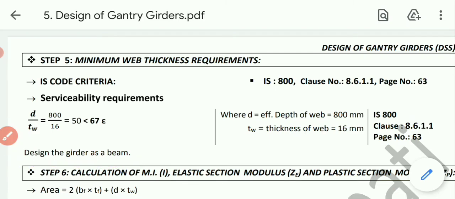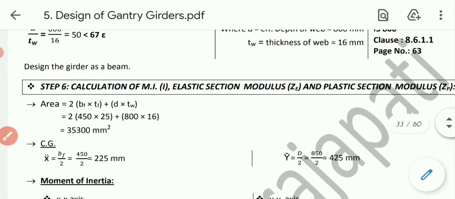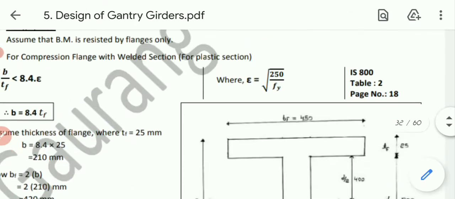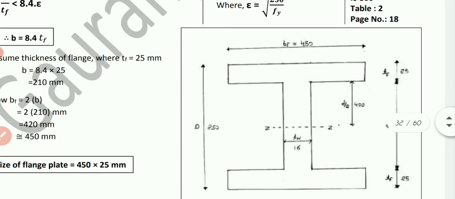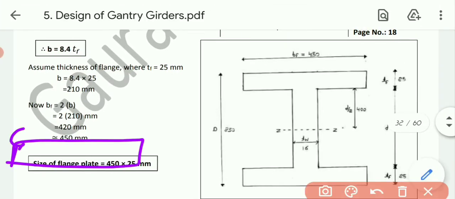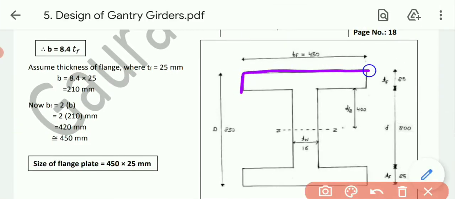Then step number 6, now in this one we will do the calculation of properties of the gantry girder such as area, CG, MI, elastic section modulus, plastic section modulus, because these are the properties which will be required during the check criteria. Okay, so for that we will calculate area as well as CG, MI. So first of all, let's calculate the area of the section.